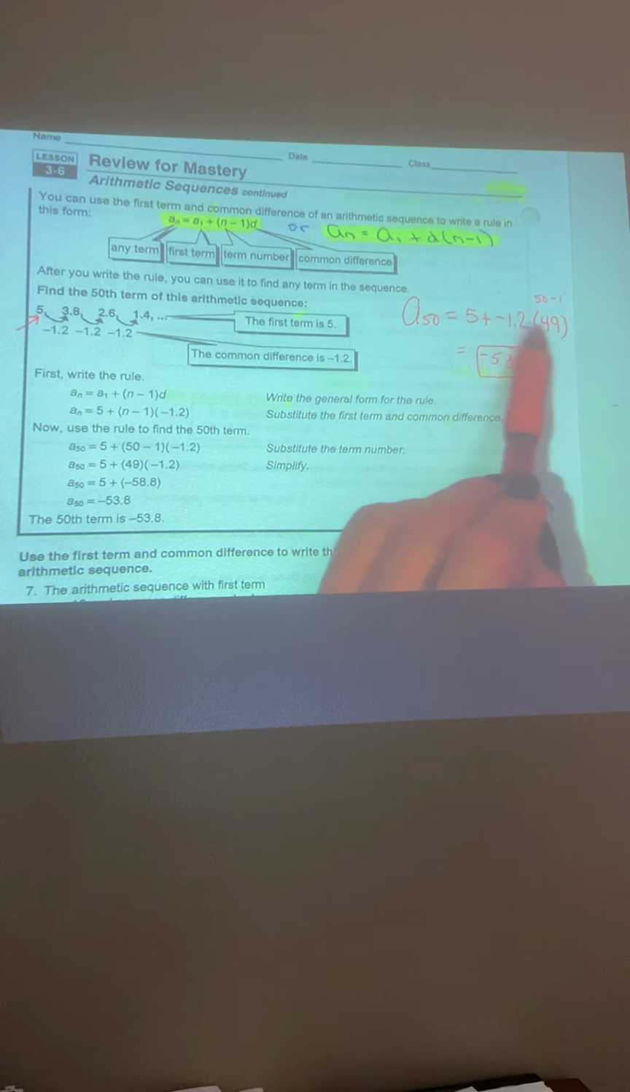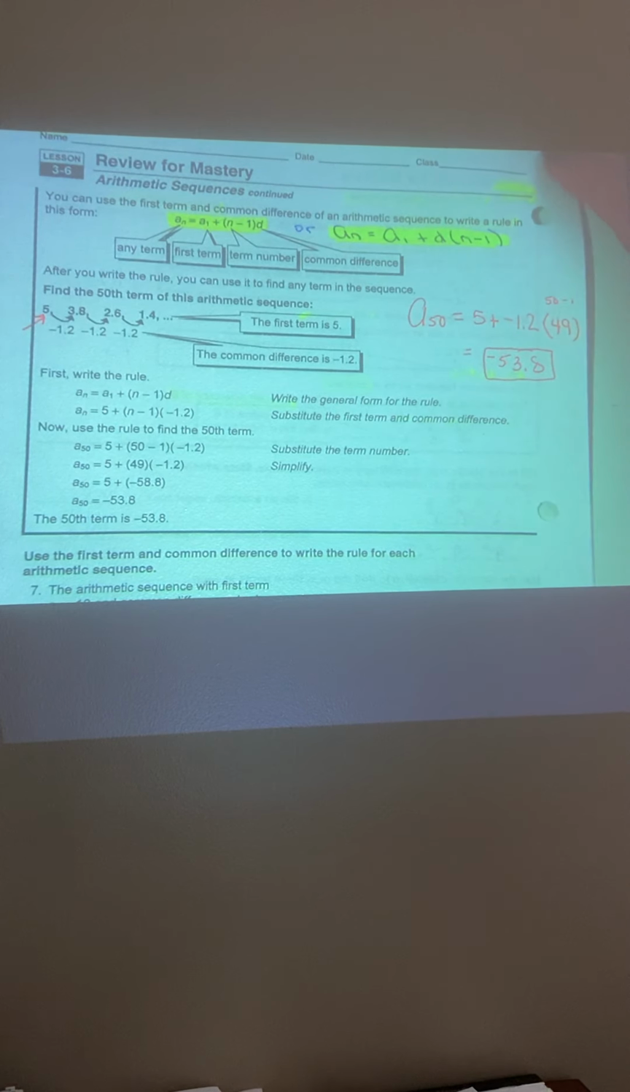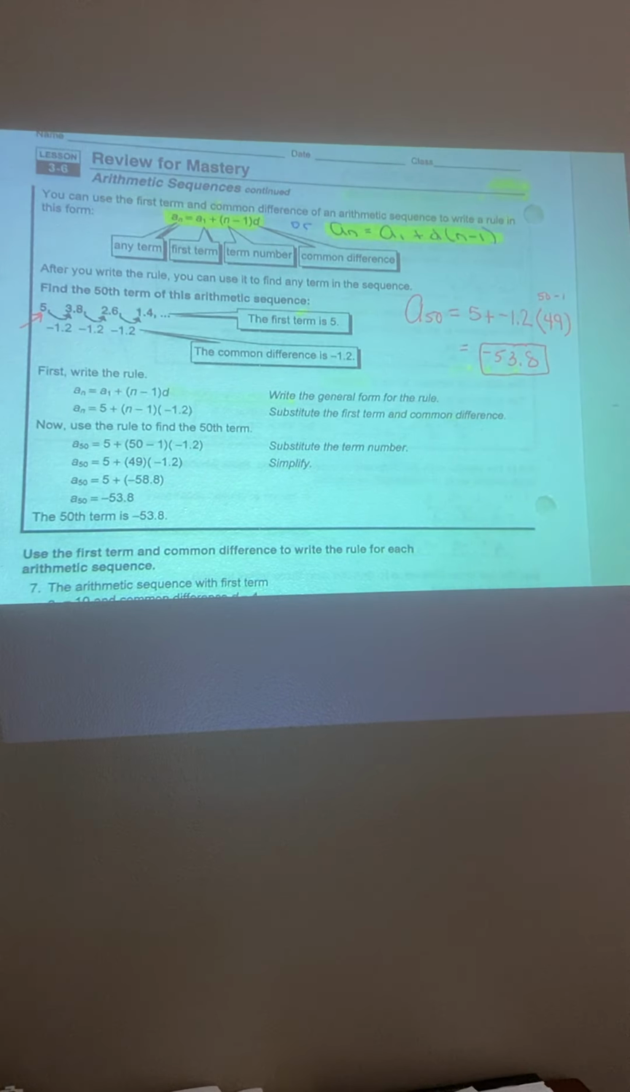Okay, PEMDAS, multiply, then add 5. Okay, negative 58.8 plus 5. Okay, so we need to know this rule.